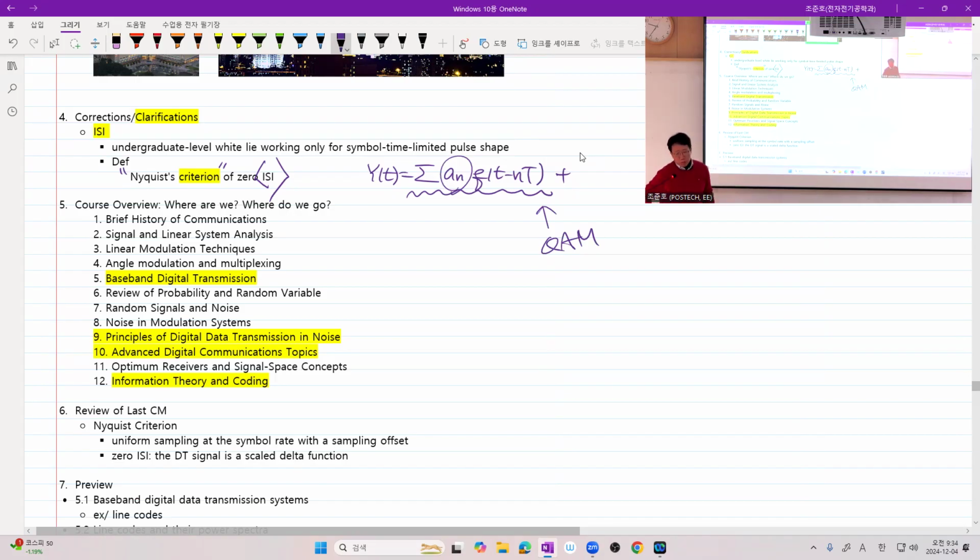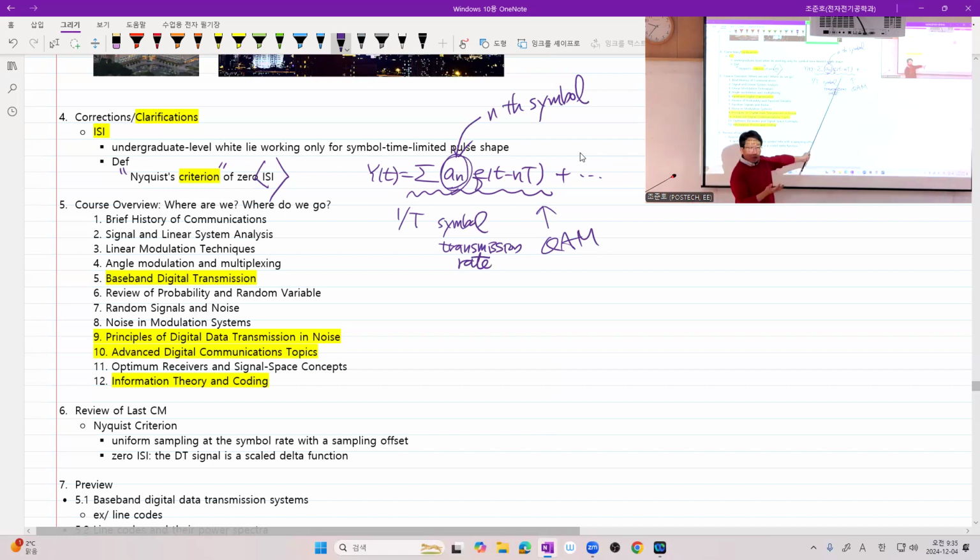But anyway, when you have the received signal in this form, what is T? 1 over T is called the symbol rate. Here, this is a symbol. And A1, A2, A3, A0, A-1, these are symbols. So this is the nth symbol, and 1 over T is the symbol transmission rate.